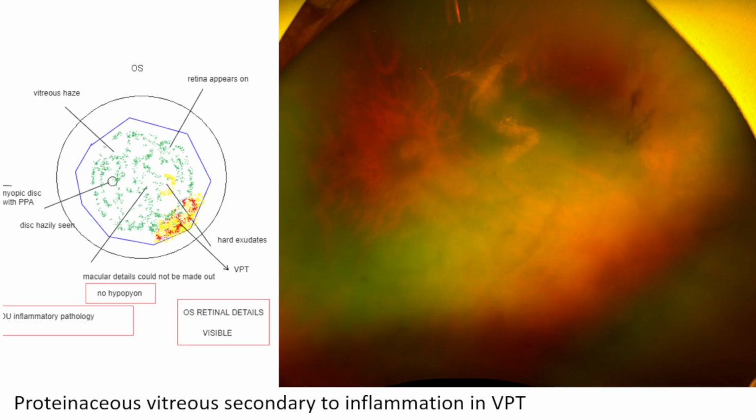On fundus examination, there was a hazy view of the fundus, but the retina was visible. This is the Optos image of the fundus. Optos is not actually showing the VPT, but you can see those exudates in the macula. That paramacular exudate is what actually prompted me to look more in the ultrasound. And to be very honest, I didn't pick up the VPT. LG sir picked it up when I asked for a second opinion.